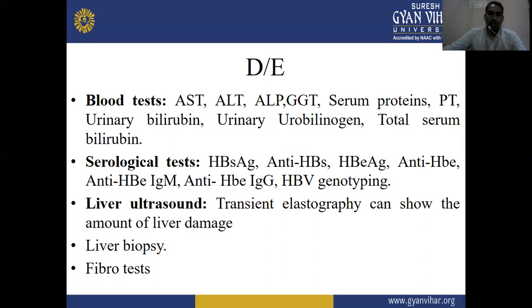Next one is liver ultrasound. Transient elastography can show the amount of liver damage. Transient elastography is a non-invasive technique that uses both ultrasound and low-frequency elastic waves to quantify liver fibrosis.